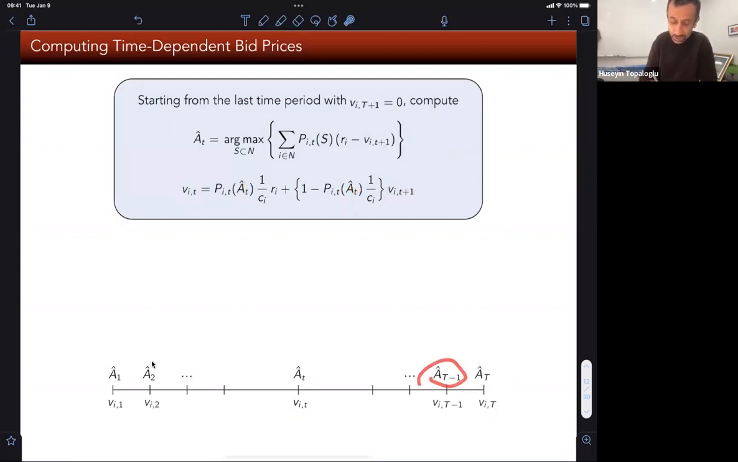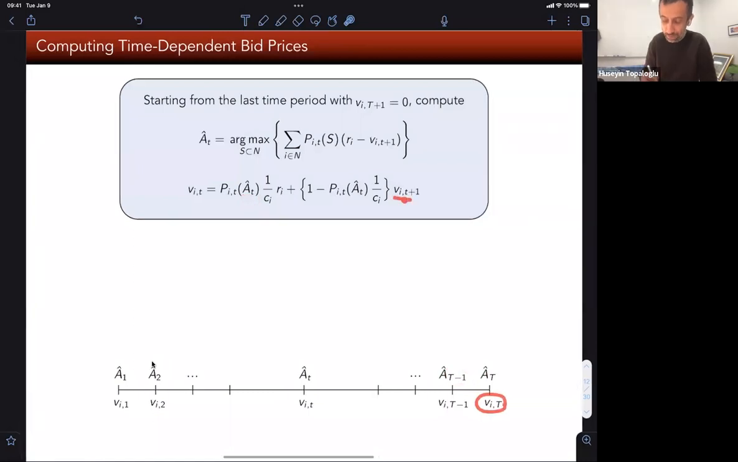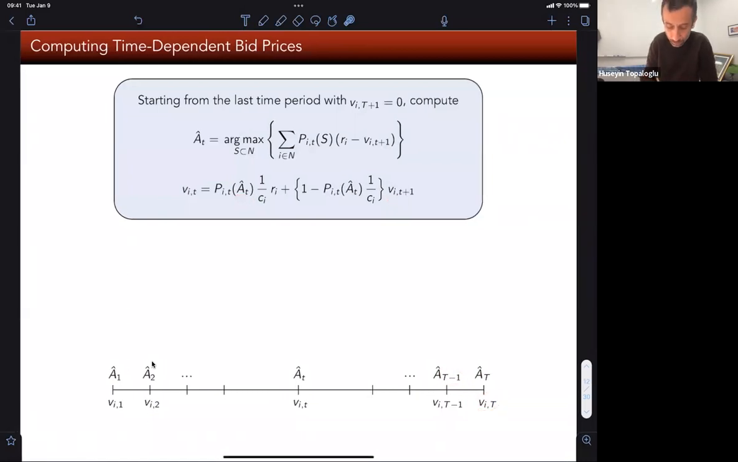Let's go to time period T-1. At time period T-1, I already have the bid prices at the last time period. So I can solve this problem to compute my ideal assortment at the second to last time period. I also have my bid price at the last time period. So now I can compute my bid price at the second to last time period. So then by starting from the last time period and peeling these computations back, we can compute the ideal assortment to offer at each time period and the bid prices for each unit of product i for each time period as well.